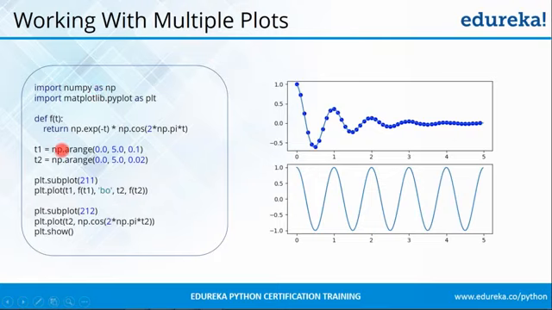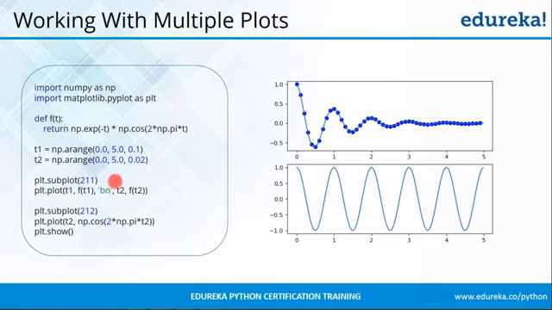Now after that, you might find this part confusing if you're not familiar with numpy. Let me just tell you what it does. It will create a numpy array that will have elements between 0 till 5 in the steps of 0.1. Similarly, T2 will also be a numpy array that will have elements ranging from 0 till 5 in the steps of 0.02.